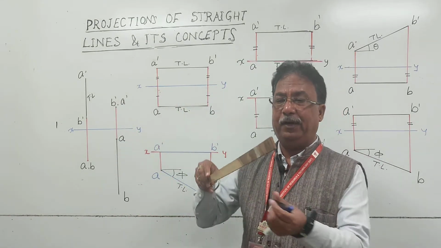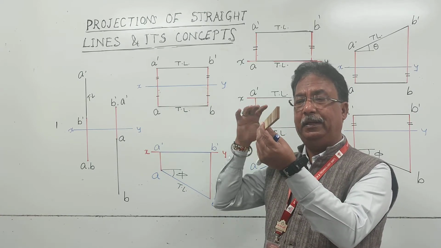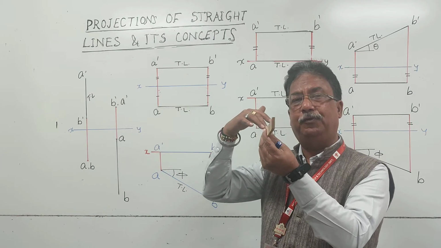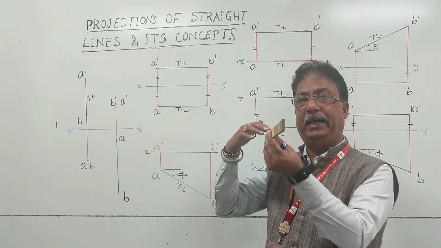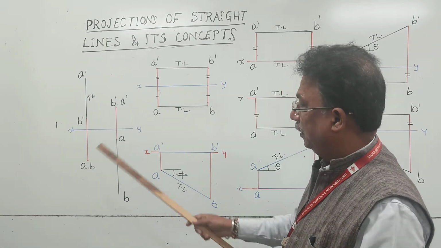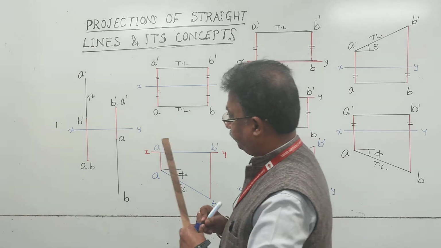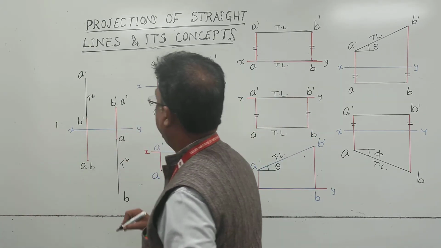Reverse to this, if I hold this stick like this, now the line will be perpendicular to VP, parallel to HP, so the top view will be a line showing the true length, again perpendicular to the XY line, and the front view will be a point. So the figure will be like this. This AB will be its true length again, and this front view will be a point.